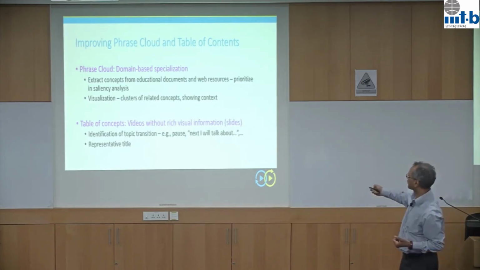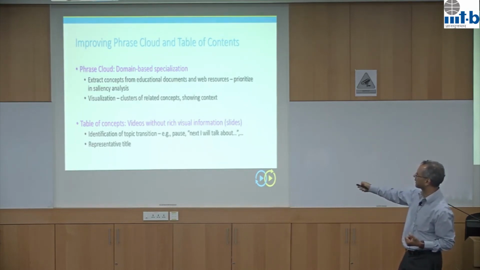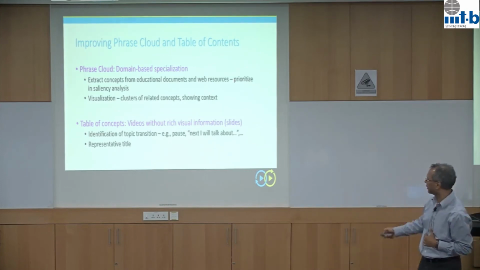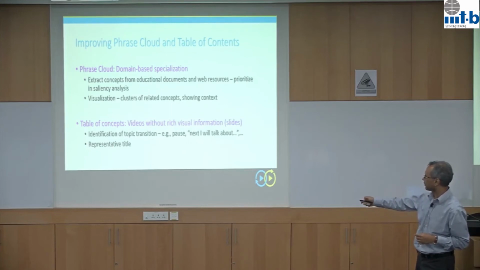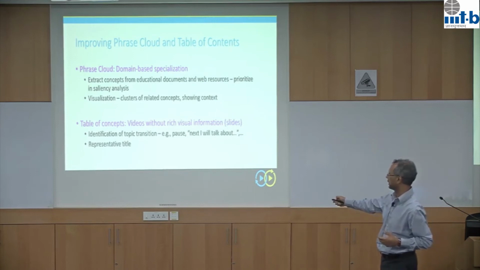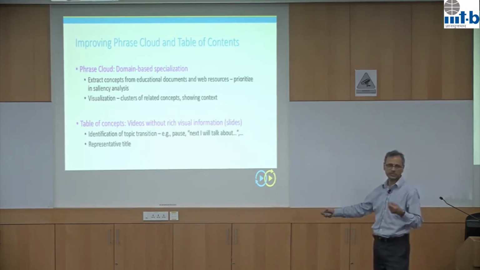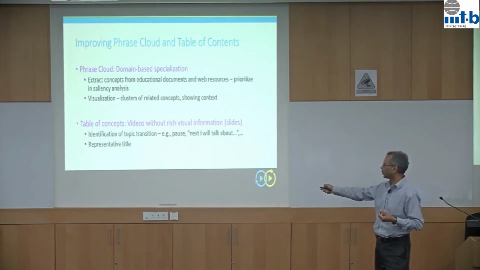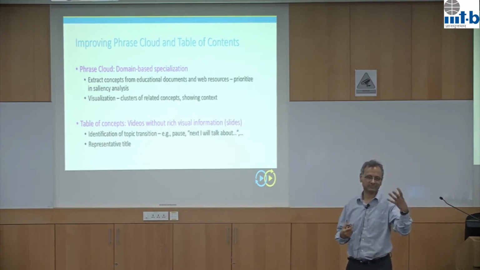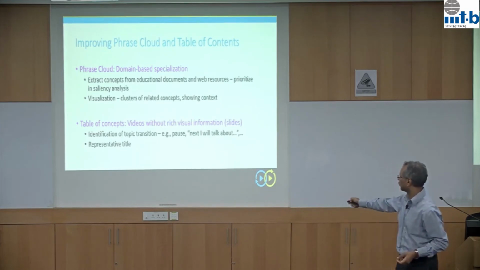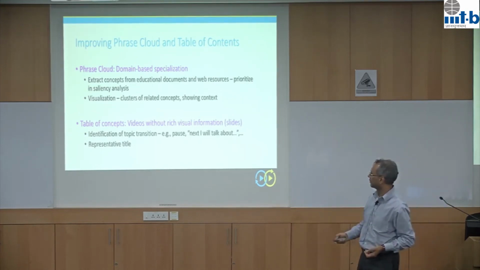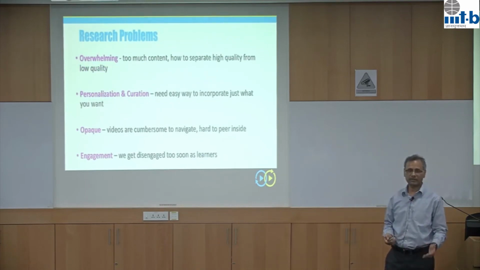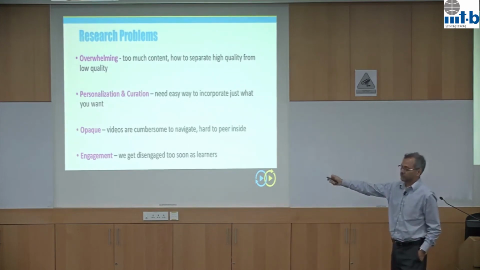So this relates to Professor R.C.'s suggestion, domain-based specialization. Can you extract concepts from educational domain documents and web resources and prioritize those in saliency analysis? Kind of related to the suggestion that you just made. And we thought we would also show clusters of related concepts and so on. And I just talked about this earlier: when we see videos without rich visual information, can we automatically identify at least the point at which there's a transition happening, through a combination of things like audio pauses as well as some kind of filler words and so on? Except that we don't want to program these things by hand. We want these to be machine learned from labeled data.